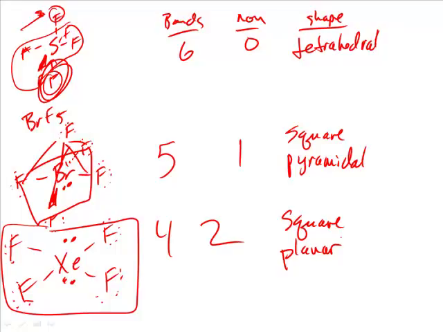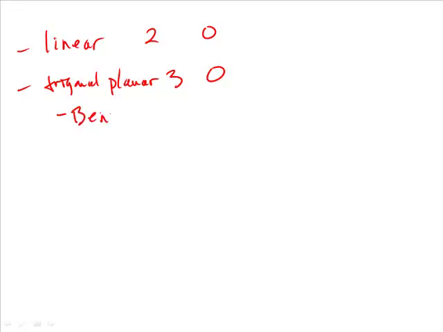So again, let's just review quickly what all these shapes are. You've got the linear shape, which is the most basic of all of the shapes, which again is 2 bonds, no non-bonds. Then you've got trigonal planar, which is 3 and none. Within trigonal planar, you've also got the bent molecule, which is 2 and 1. So again, these are bonds and non-bonding pairs on the central atom.